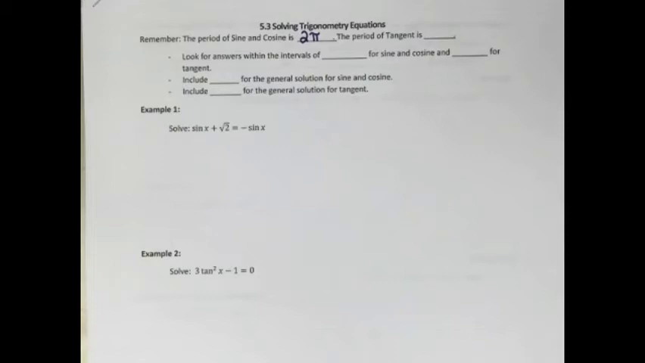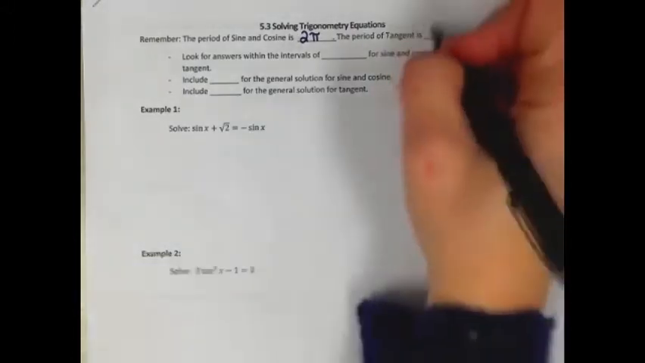What's the period for a tangent curve? Remember, we have those vertical asymptotes, right? And where do we have those vertical asymptotes? At negative pi over 2 and positive pi over 2, right? So from negative pi over 2 to pi over 2 is how many actual units? Isn't that just pi units?